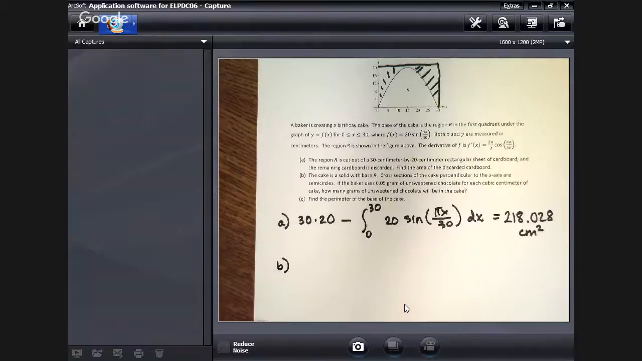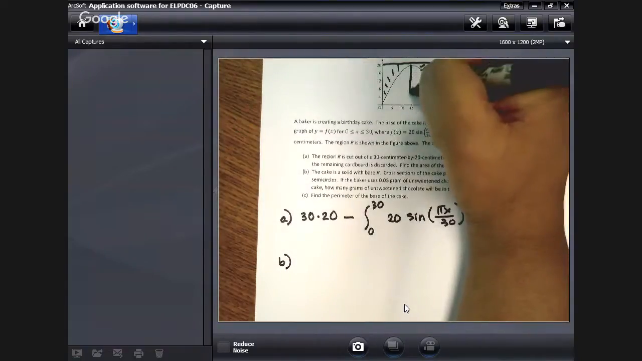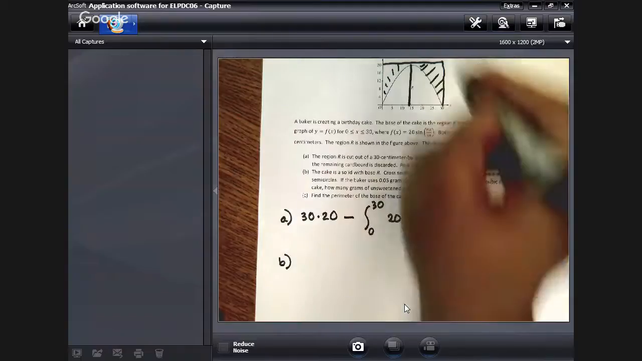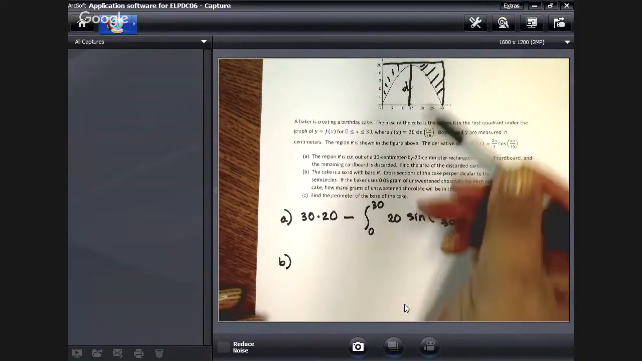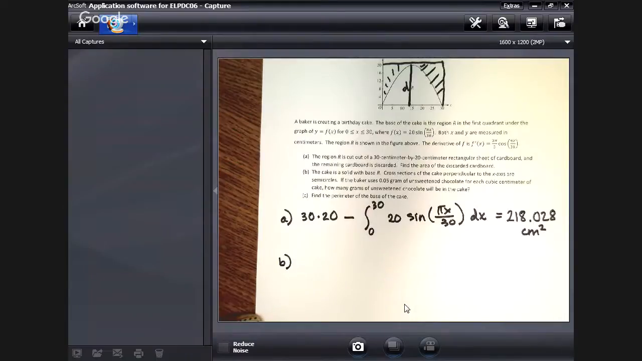Part B. So the cake's a solid with the base R, and cross sections of the cake perpendicular to the x-axis. So the cross sections are coming down like this, right? They are semicircles. So this actually here is going to be the diameter of the semicircle, and the semicircles are coming up out of the paper. If the baker uses 0.05 grams of unsweetened chocolate for each cubic centimeter of cake, how much chocolate will be in the cake? So this is a volume question. I need the volume of the cake and then multiply it by 0.05 grams.